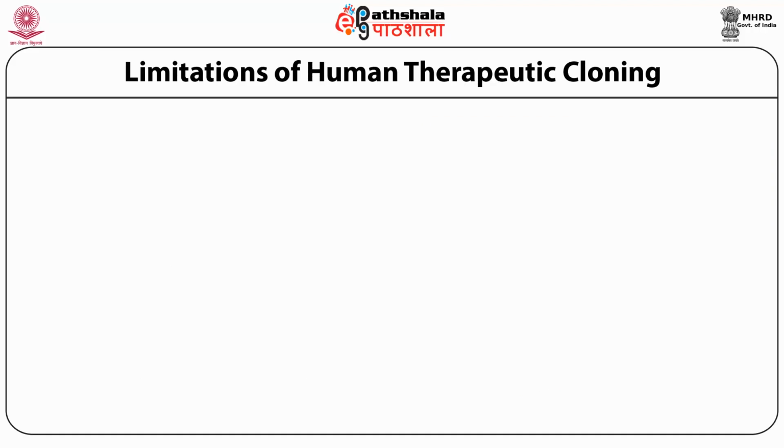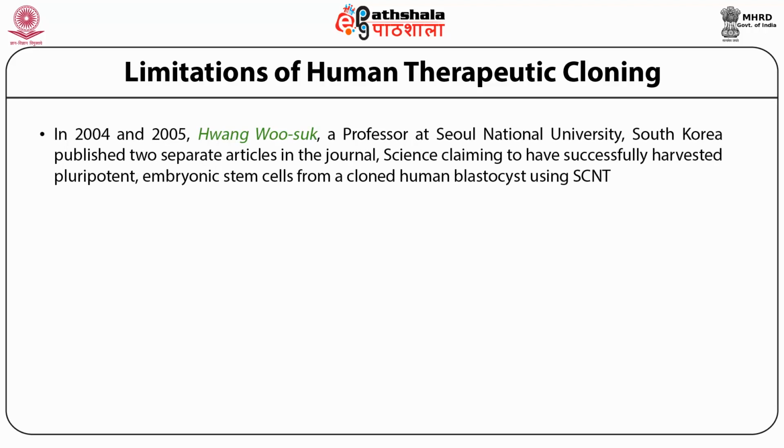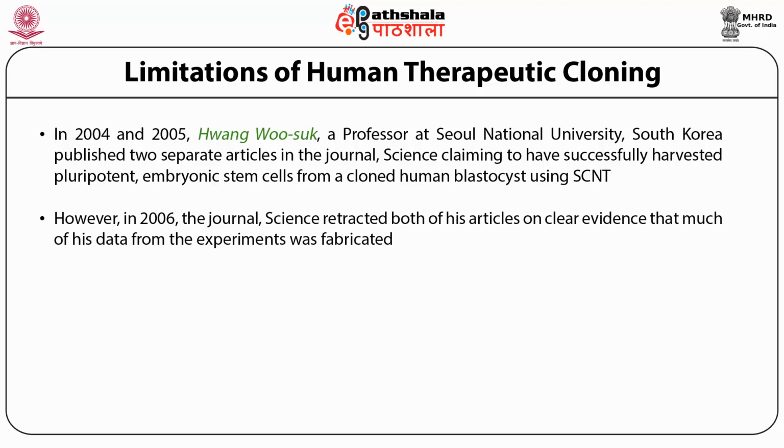So, human therapeutic cloning definitely has a large potential, but there are many ethical issues involved with the cloning of human cells. It was reported in 2004 and 2005 by a South Korean researcher that they had successfully harvested pluripotent embryonic stem cells from a cloned human blastocyst using the technique of therapeutic cloning. However, in 2006 the journal Science, in which the study was published, retracted both of his articles as there was evidence that the data from the experiments was fabricated.